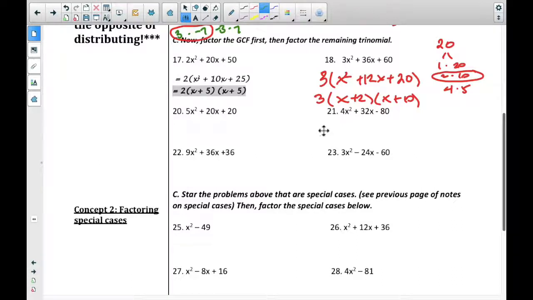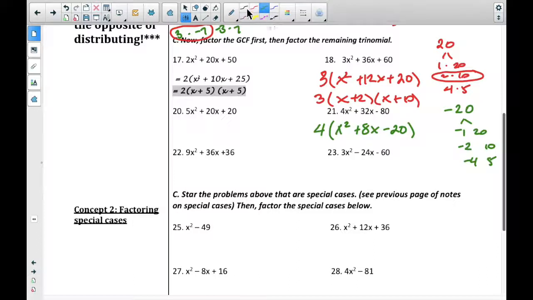Let's look at 21. I need to look for my GCF, which is 4. I'm going to factor out that GCF. Okay, I like this problem because it's continuing to talk about the negatives, which we haven't talked a lot about. So now we're going to factor out negative 20. It's not 20, it's negative 20. So that's where we come up with our negative 1 and positive 20, our negative 2 and positive 10, our negative 4 and positive 5, or the opposites, positives here and negatives here.